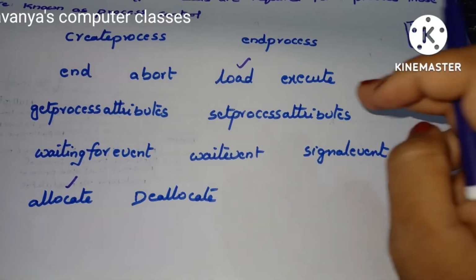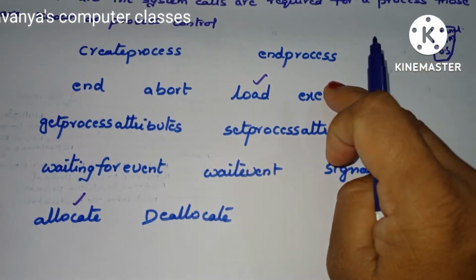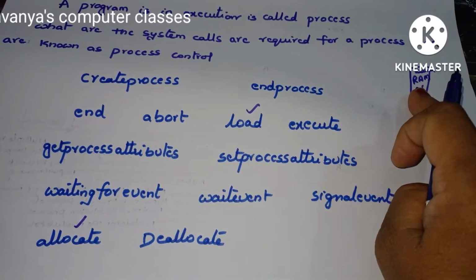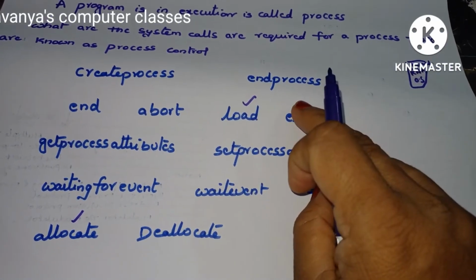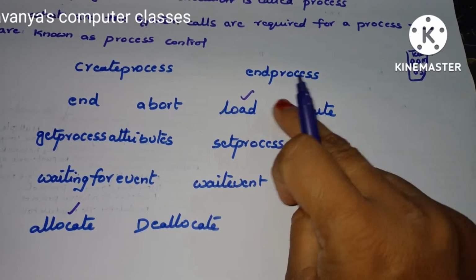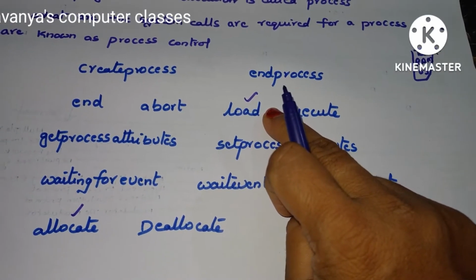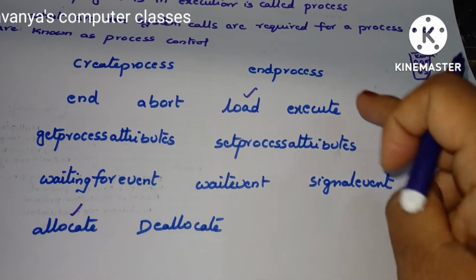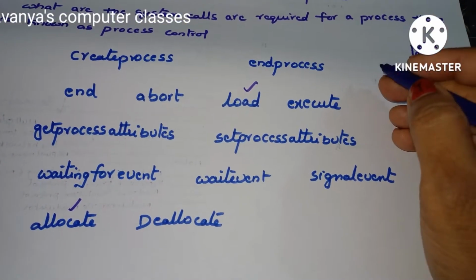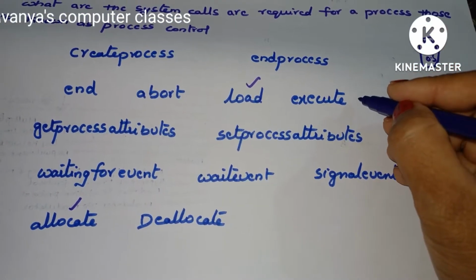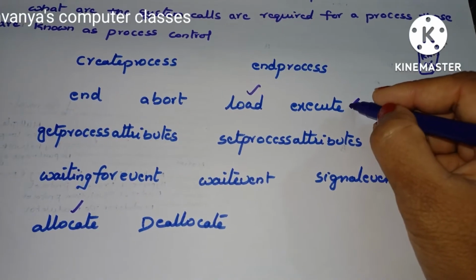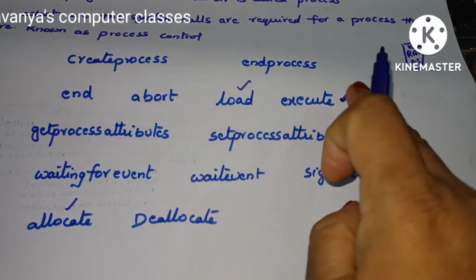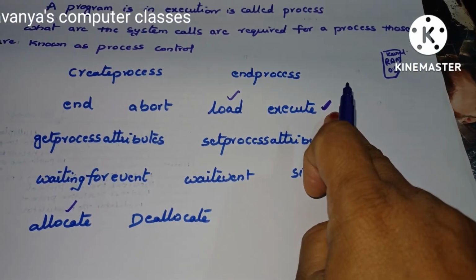First we write the program in user mode. Once the program is loaded into memory for execution, that is called a process. For loading it into memory we need the load system call, and for allocating memory we need the allocate memory call. Once the memory is allocated, we start the execution. For execution we need one more system call, called the execute system call. So load is one type of system call, and execute is another.